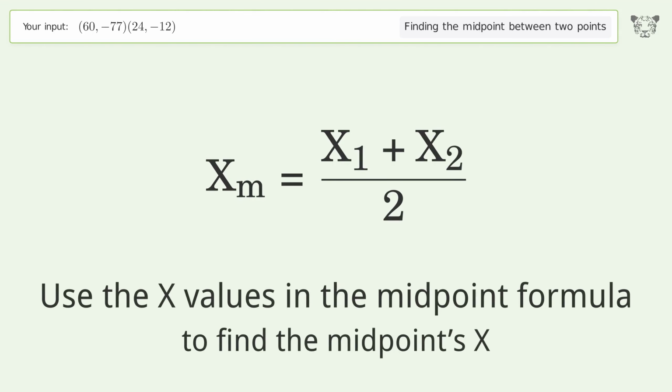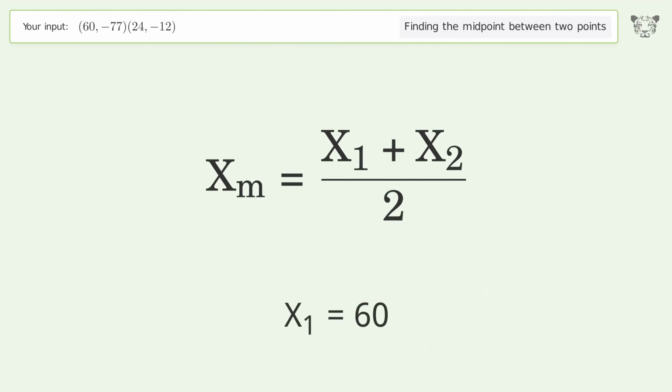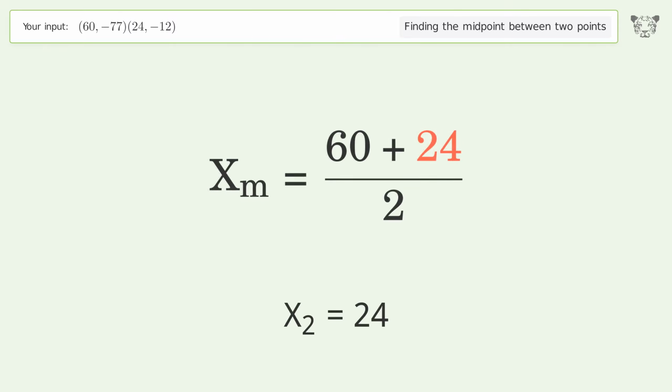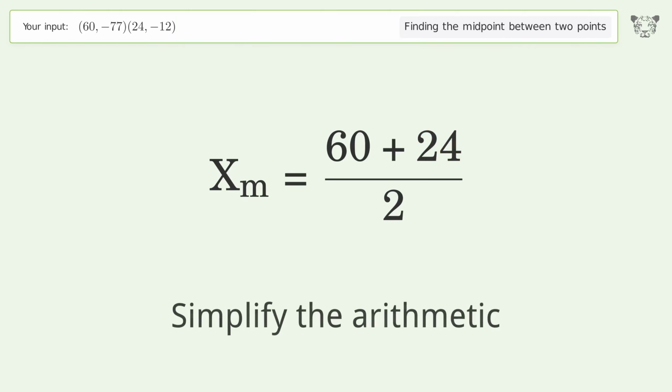Use the x values in the midpoint formula to find the midpoint's x. x1 equals 60. x2 equals 24. Simplify the arithmetic.